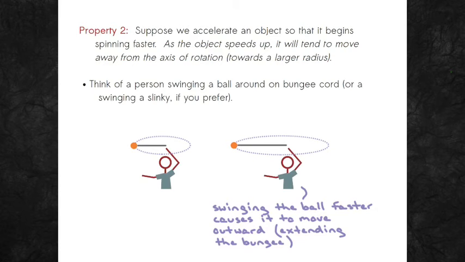So this is kind of a general property. If you have something that's rotating around an axis of rotation and you speed it up so it's rotating faster, it's going to want to tend to slide out towards a larger radius. It's going to want to tend to slide away from the axis of rotation.